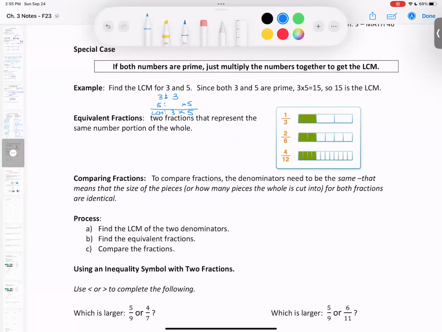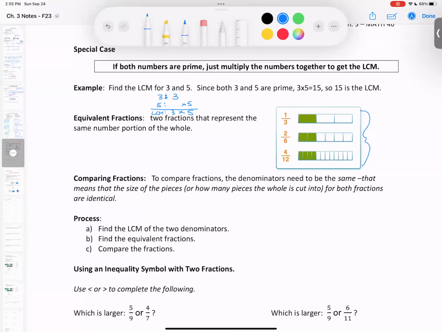Equivalent fractions, remember we touched on this in a different chapter, really all mean the same amount of stuff. So if you have this chocolate bar, you divide it into 3 pieces. One of those pieces would be 1/3 of this chocolate bar. If you divided it into 6 pieces, 2 of those pieces would be 2/6 of this chocolate bar, and it would still represent the same amount of stuff, right? It's still the same amount. And same with 12. If you divided the chocolate bar into 12, you can see that 4 of those pieces would also be the same amount.